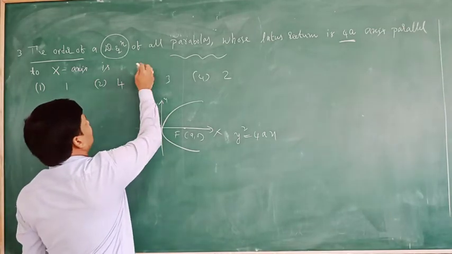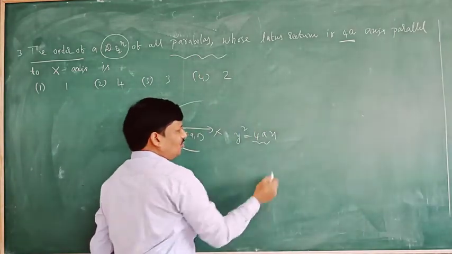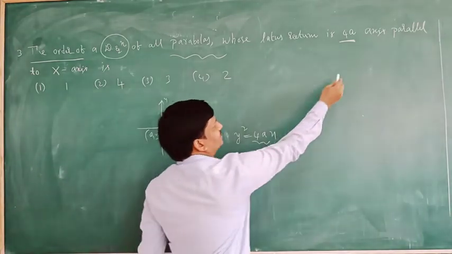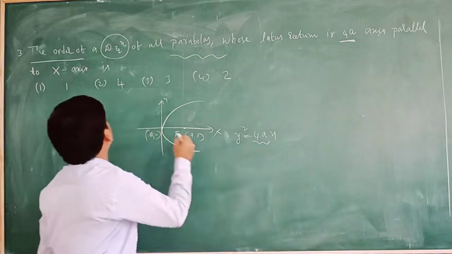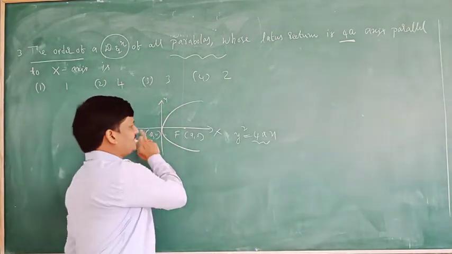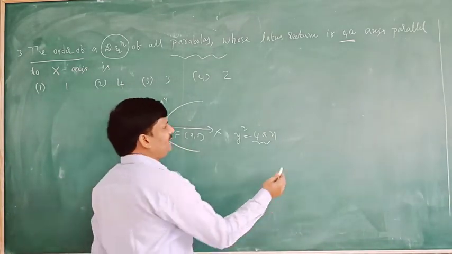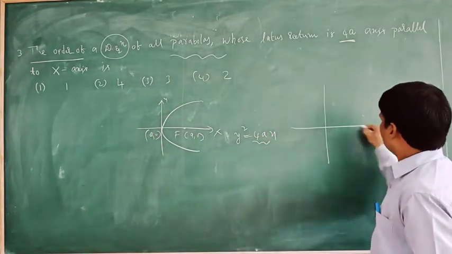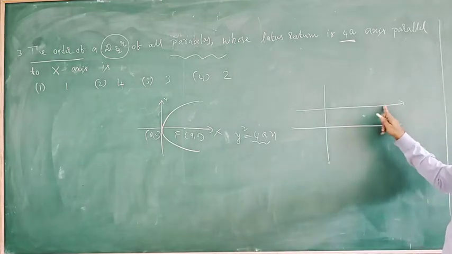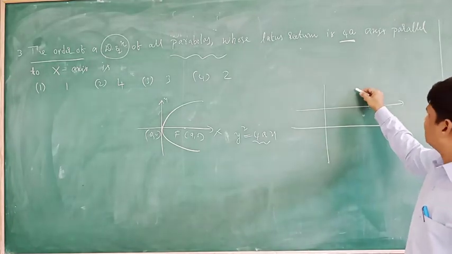But here it is not given like that. Why? Because the parabolas here have latus rectum 4a, so 4a is the latus rectum here also. But here, see, the axis is parallel to x-axis. That means the axis line of the parabola is parallel to x-axis, not the x-axis itself. Then how will it be? The parabola will be like this. Suppose I take one line like this. This is parallel to x-axis.